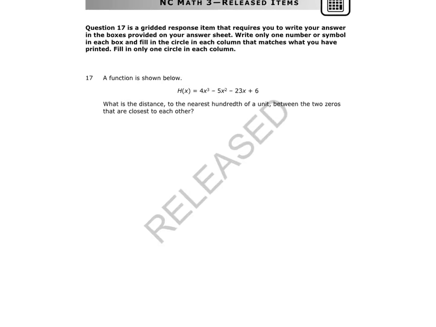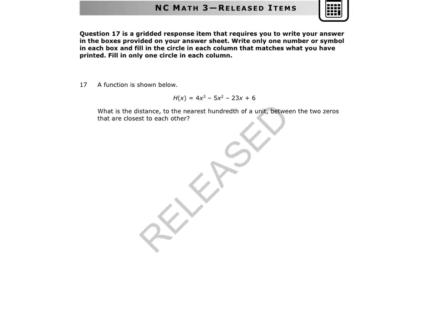All right, a function is shown. What is the distance to the nearest hundredth value of a unit between the two zeros that are closest to each other? I will do this one on Desmos.